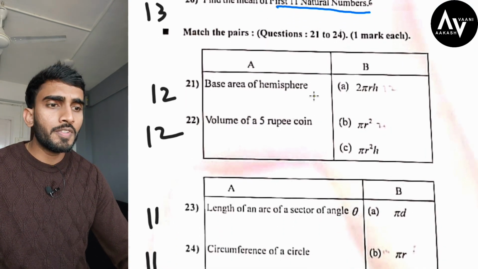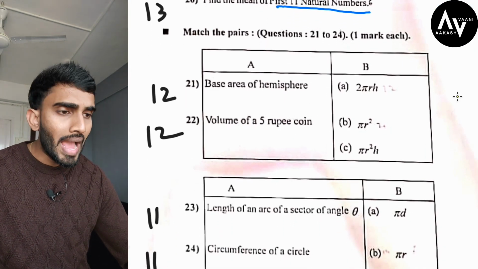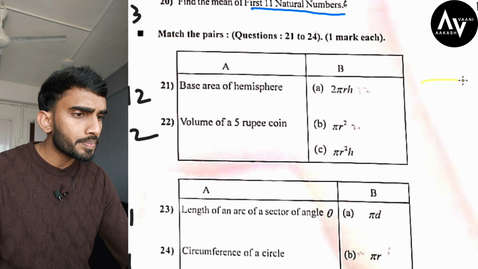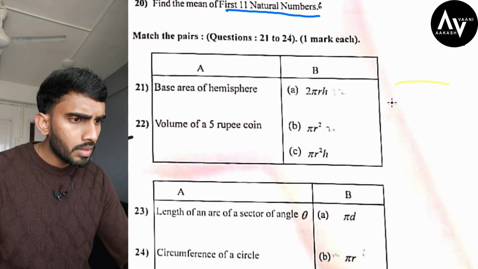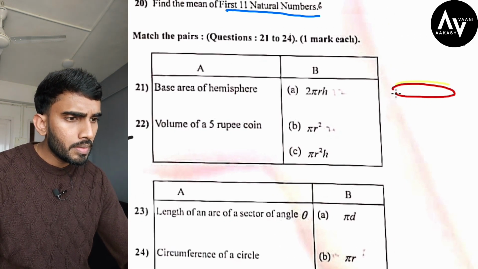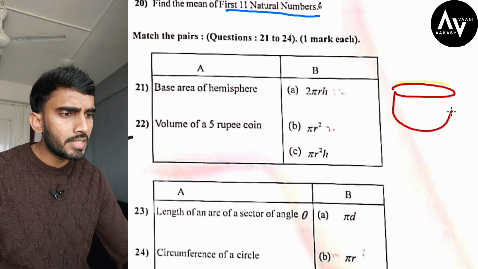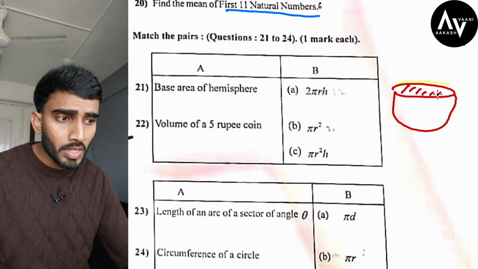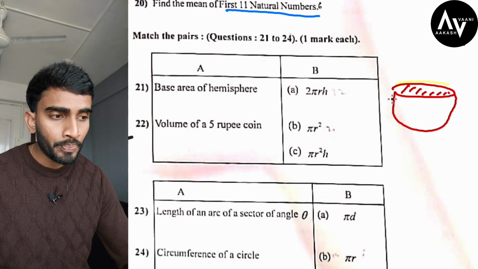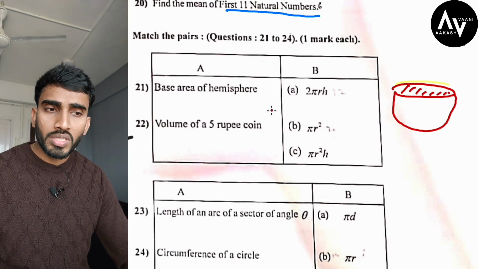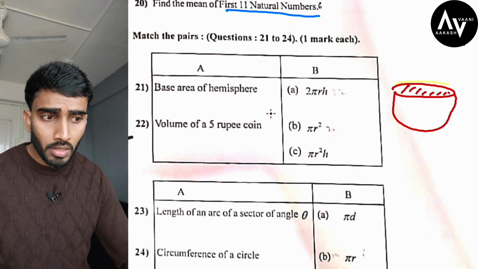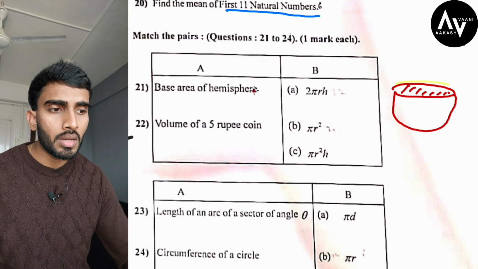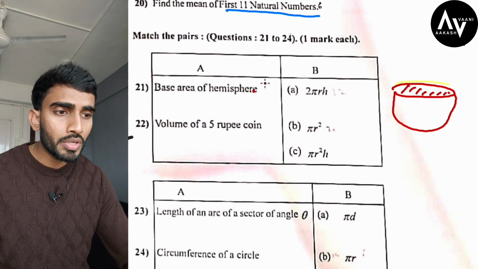Base area of hemisphere. This is a hemisphere, let us say. And what is the base of this hemisphere? The base of a hemisphere is a circle. So the question is asking, what is the formula to find the area of a circle? We know the formula is pi r square. So the answer to this question is B, pi r square.